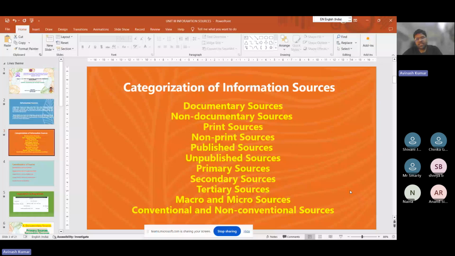Now, move on to the next PPT. Categorization of sources. First is Grogan, then Bond and Smith, third is Giljarvesky, fourth is Subramaniam, and fifth is Ranganathan.